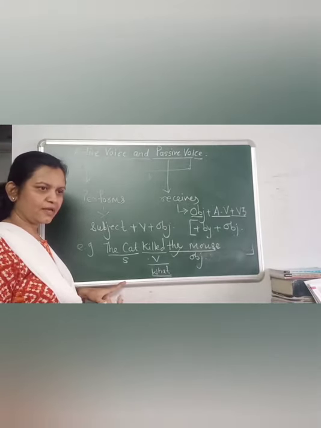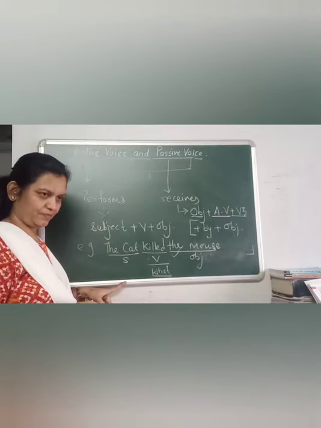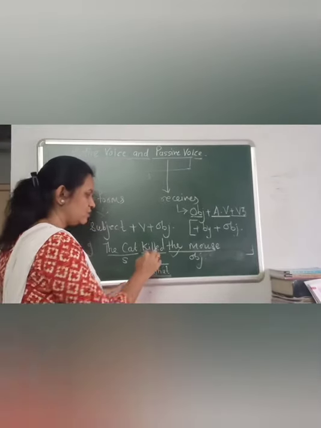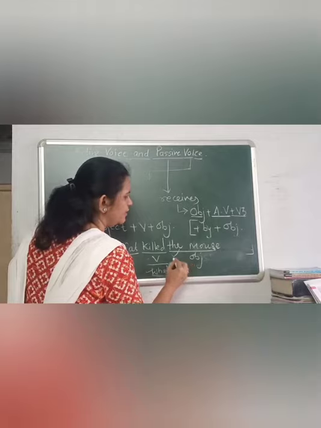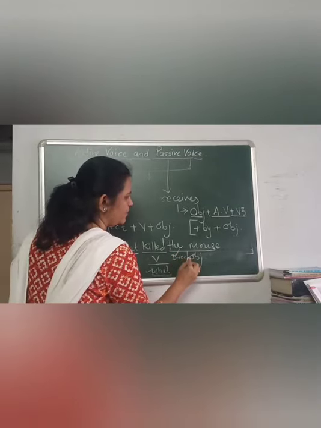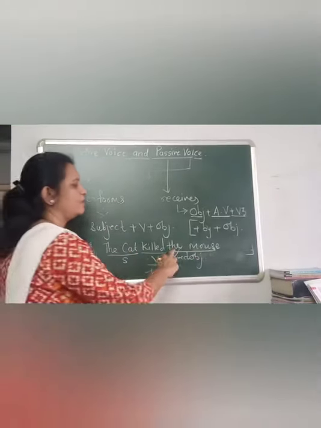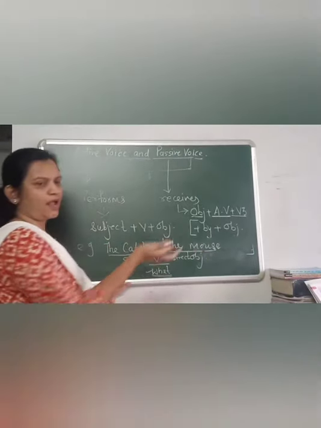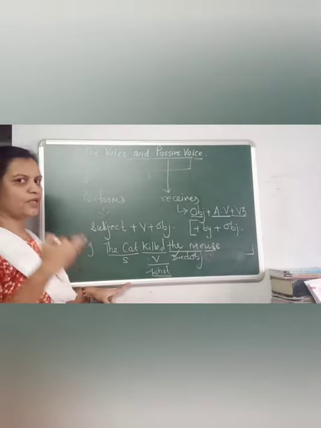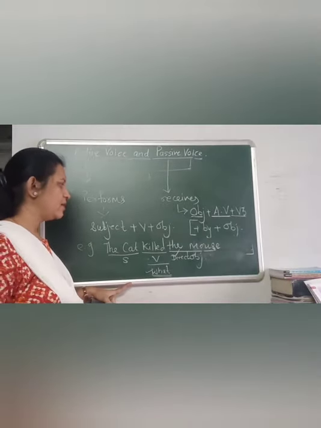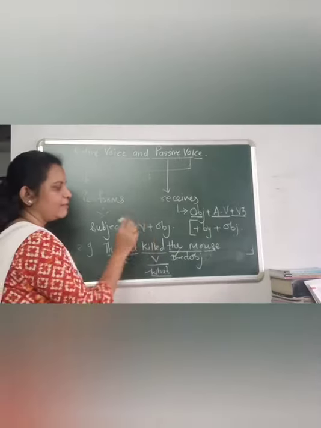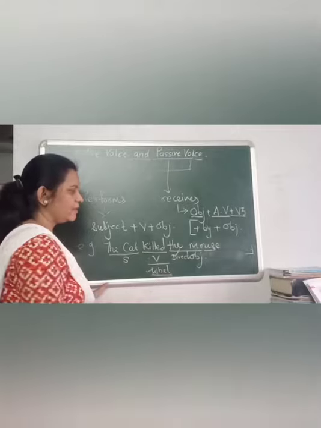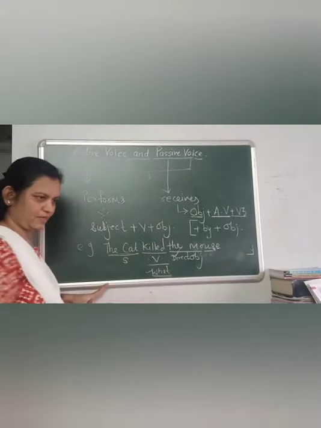Some sentences are having double objects. See, whenever you ask a question by what to the verb, at that time you get the direct object. Which object? Direct object. Means the mouse is the direct object. Let me complete this explanation first, then I will tell you how to find out the direct object and indirect object in the sentence. Now see, the cat killed the mouse.